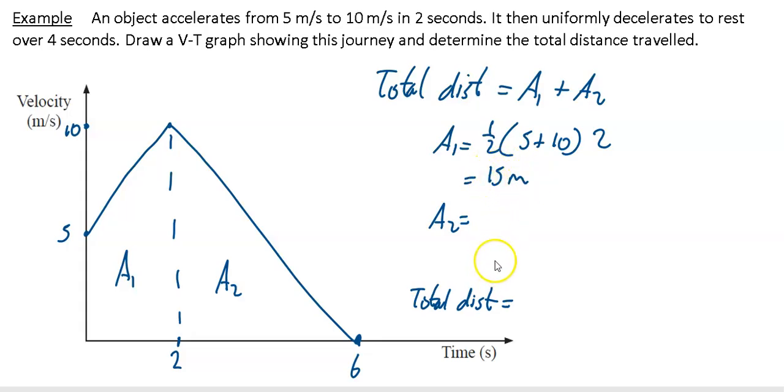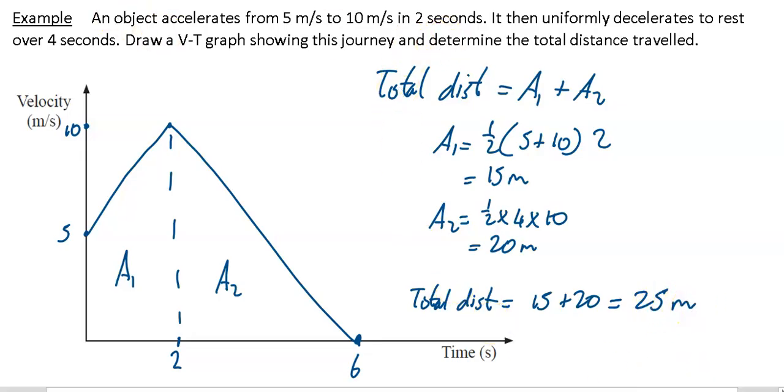meters. My area 2 is just a triangle. It's got a base here of 4, it's got a height of 10, so area is a half times 4 times 10. Half times 4 is 2, times 10 gives you 20 meters. And your total distance then is just going to be 15 plus 20, which is 35 meters. And that is that example done.